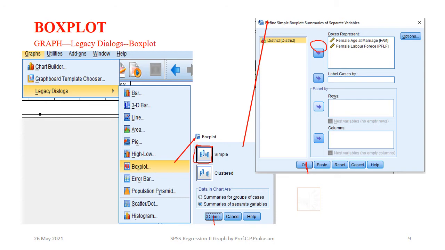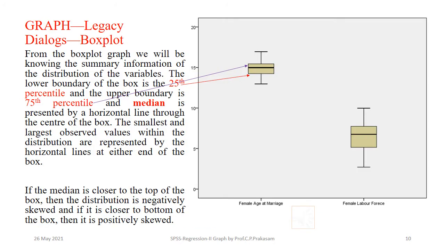Then let us see what is the SPSS output. Here is the output of the box plot. Since I have selected the two variables, you can find two boxes here. One is the female age at marriage and another is the female labor force. From this plot, we will get to know the summary information of the distribution of the variable.